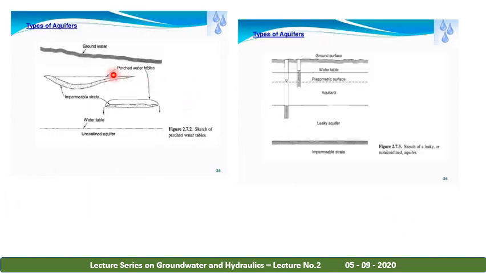Then we have another type, that is the perched water aquifer, where it is called a seasonal water table. Here we can have a cross section of groundwater. First the ground surface, then we have one water table, that is the zone of aeration. Then in the zone of saturation we have leaky aquifers where water will be freely available.